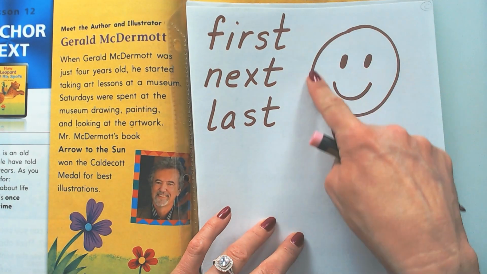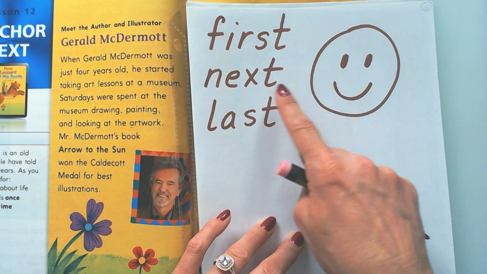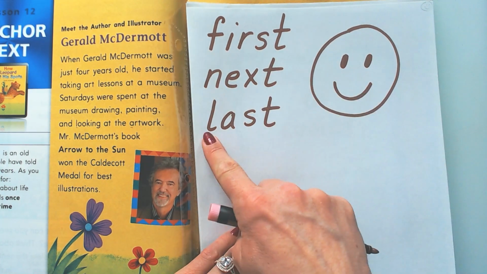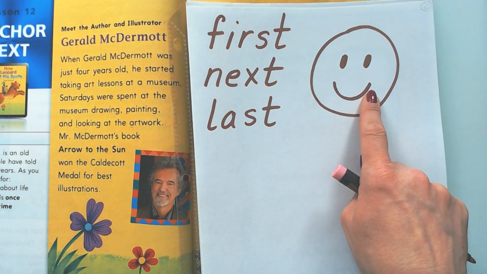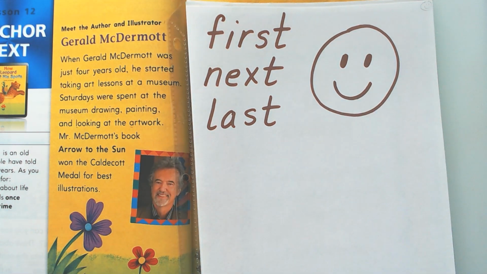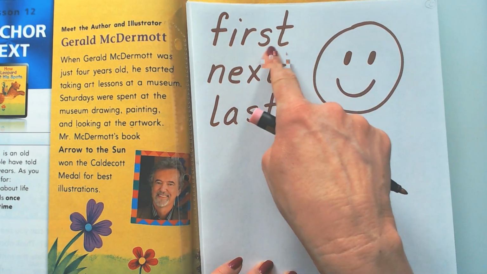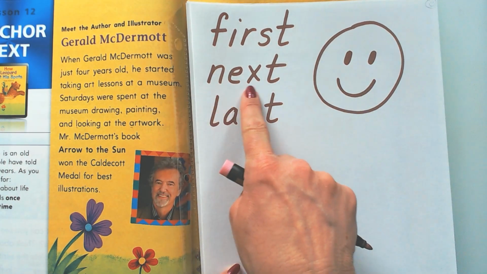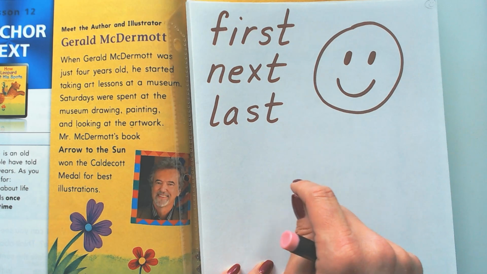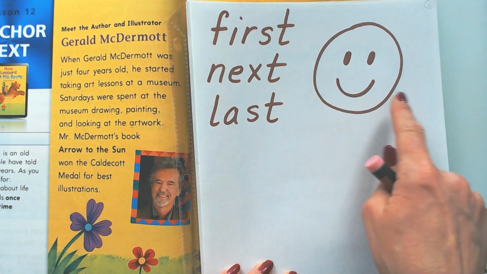So we first drew the circle, and then next we drew the two eyes, and last we drew the smile. So what did I do first? I drew a circle. That's what I did first. What did I do next? I drew the eyes. What did I do last? I made the smiley face.